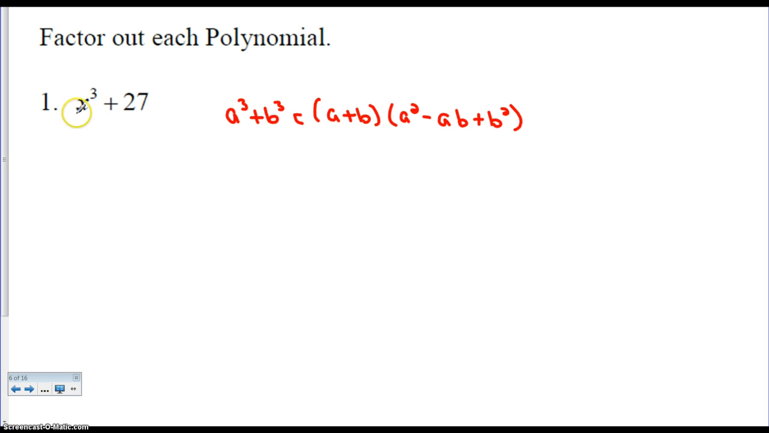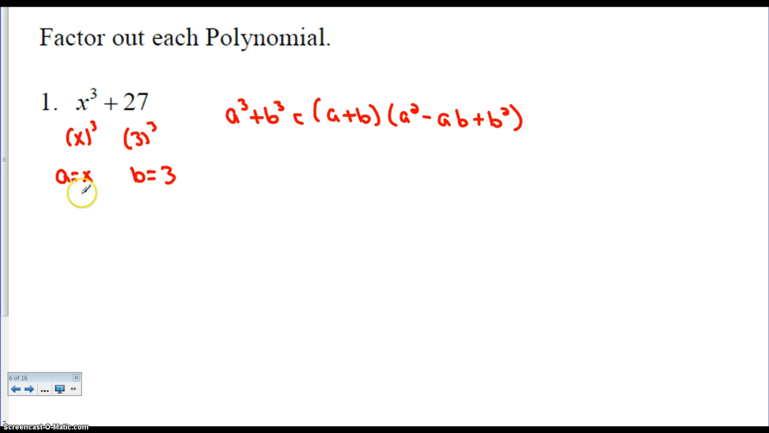So what I have to think about is I have to ask myself, what cubed gets me x cubed? And that is x. X cubed gets me x cubed. So what does that mean? That means that my a term is x. Then the next thing I do is ask myself, what cube gets me 27? And I know that is 3 cubed. So right now, I know that my a term is x and my b term is 3.